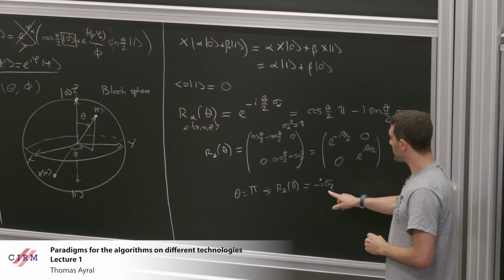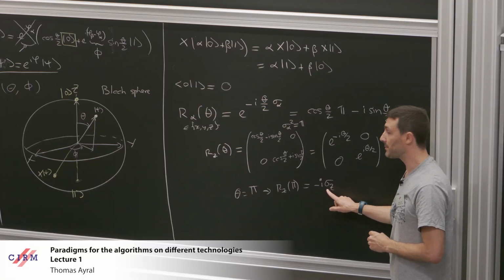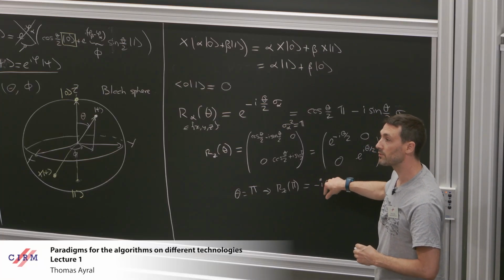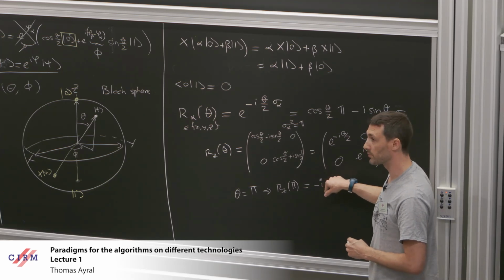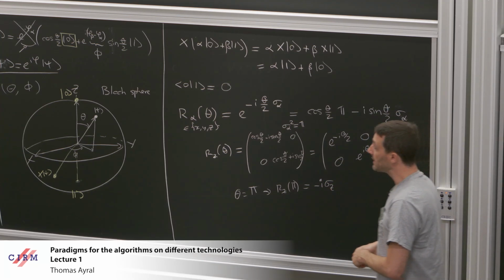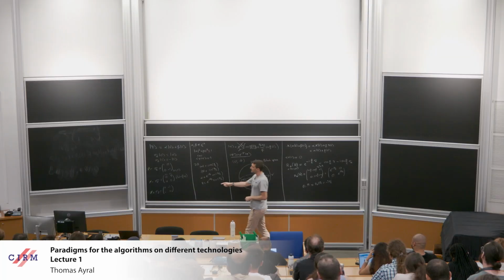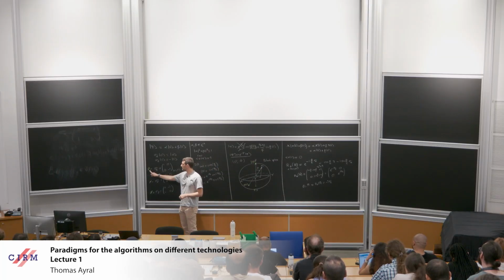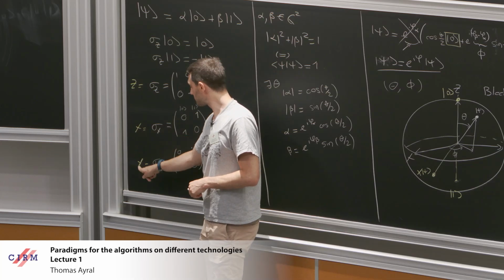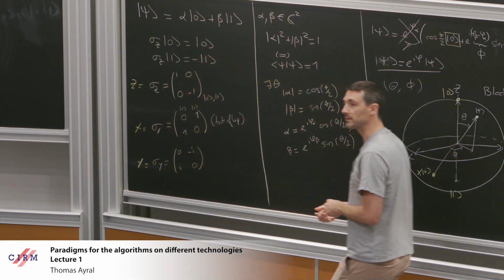And why is minus i sigma Z essentially the same as sigma Z? It's for this global phase issue that I already mentioned. So they're equivalent up to a global phase, and the states we will get are the same. So essentially, you can think of Z here as a pi rotation along the Z axis. Same thing for X along the X axis, and for Y along the Y axis.